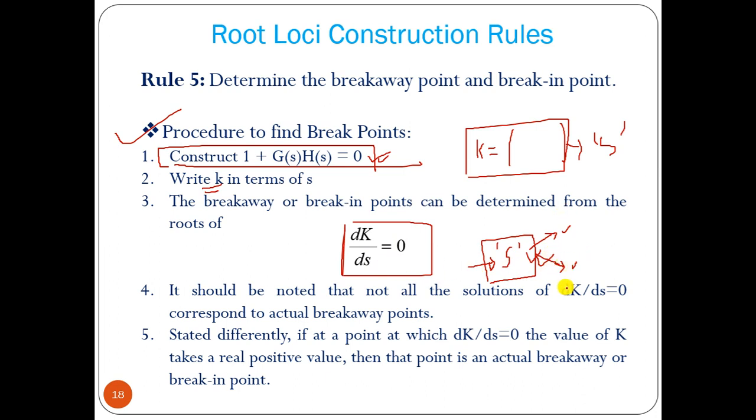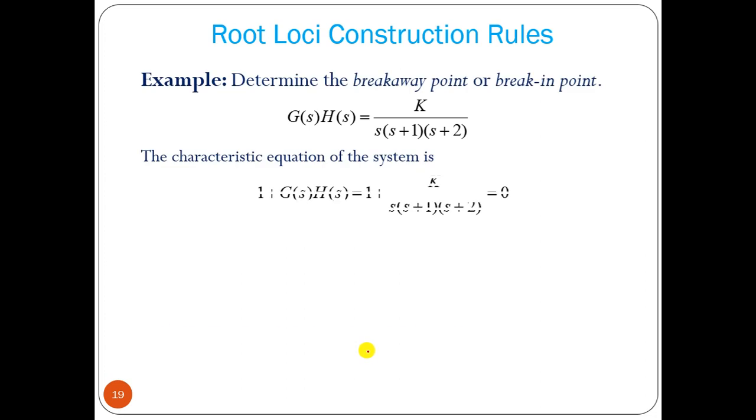Now not all of these points are breakaway points. Which one is the breakaway or break-in point? For that, whatever the value of s, you have to put that value into K and look whether K is a real positive value or not. If for a particular value of s we find K is a positive number, then that value of s is the actual breakaway or break-in point. So this is the way you have to find it.